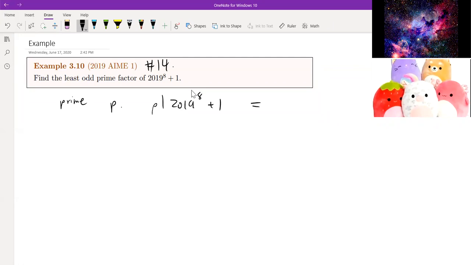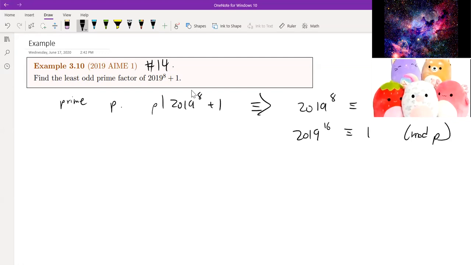In other words, in modular arithmetic, we can write that 2019 to the power of 8 is congruent to minus 1 mod p. Really, it's plus 1 is congruent to 0, but I just moved the 1 over to this side. And so you should know that if we square both sides of this congruence, we have 2019 to the power of 16 is congruent to -1 squared, which is 1 mod p. And so we know that a cycle here occurs.